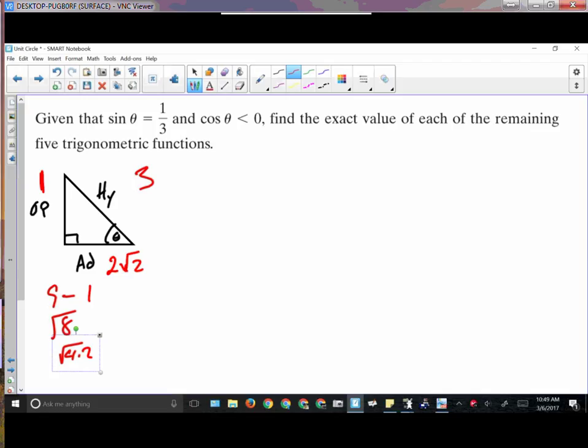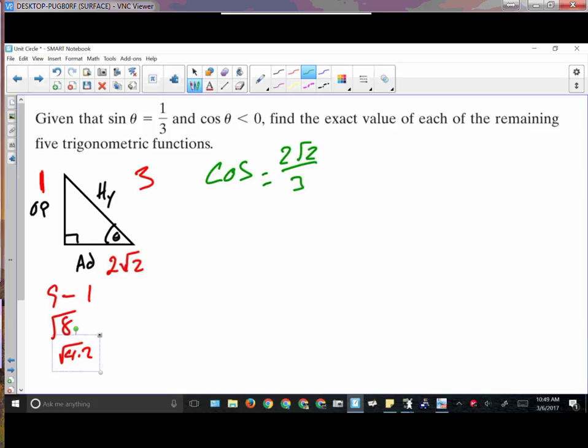Now I have everything else. So when I want to do cosine, which is what? Adjacent over hypotenuse? So that is going to be equal to adjacent, which is 2 square root 2 over 3. Okay.